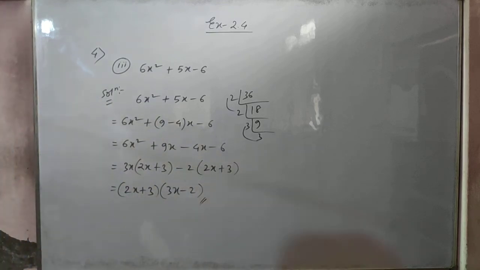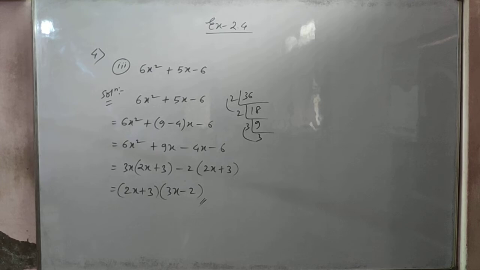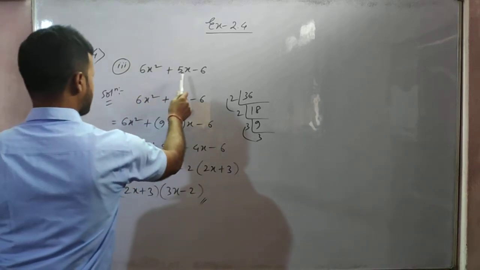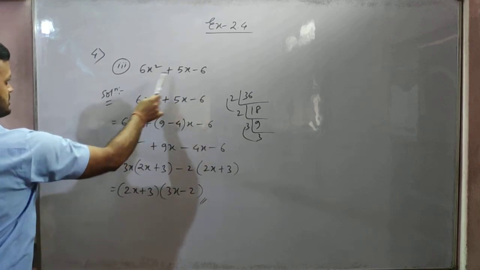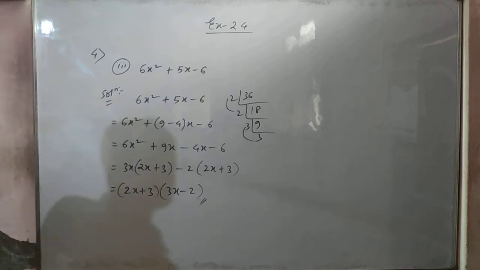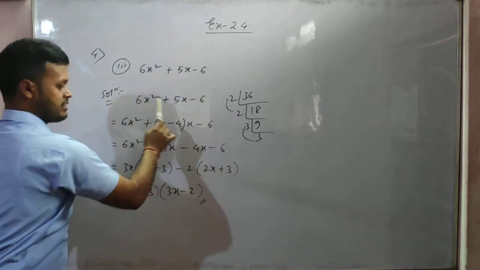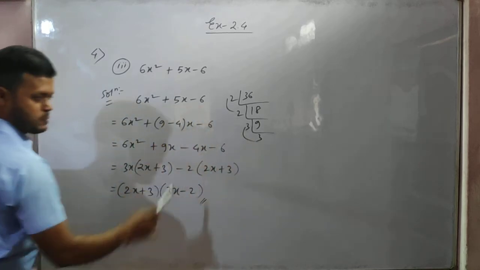Okay. So students, here let us see 6x square plus 5x minus 6. What is the last term? Last term is 6 and the first term is 6. So 6 into 6 will become 36. Find out the factors of 36, and as I said, using these factors only you have to make 5. So how will you make this? You see 3 3s are 9, 9 minus 4.